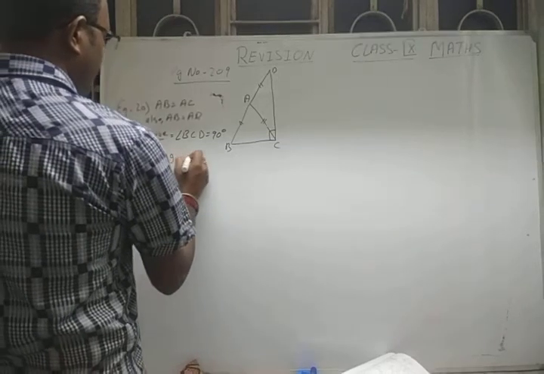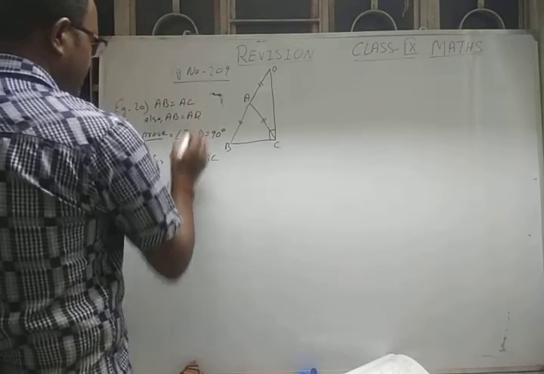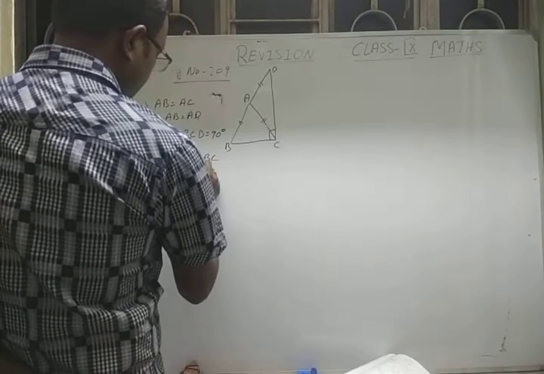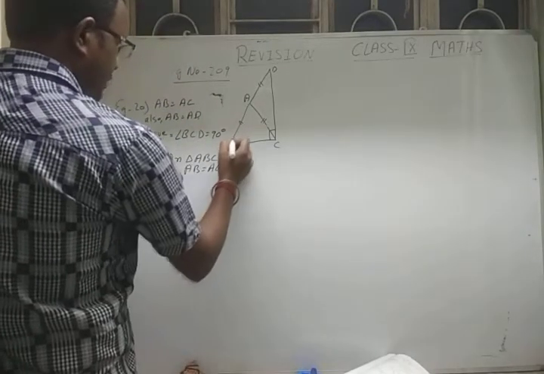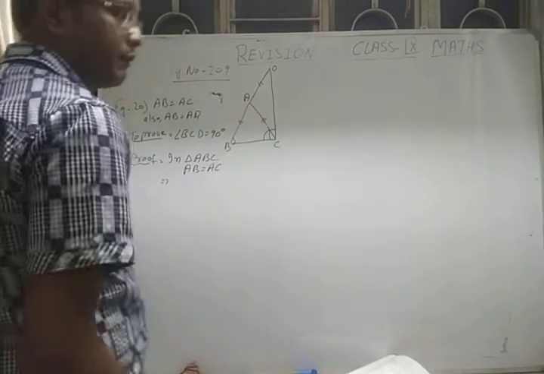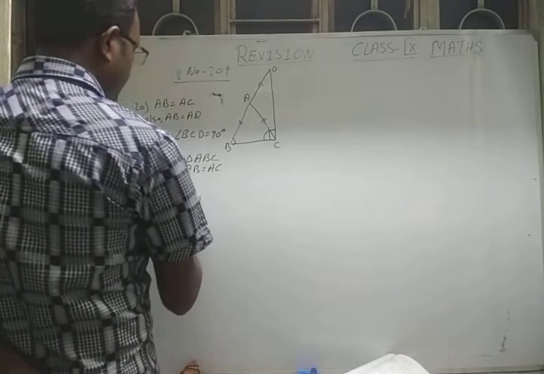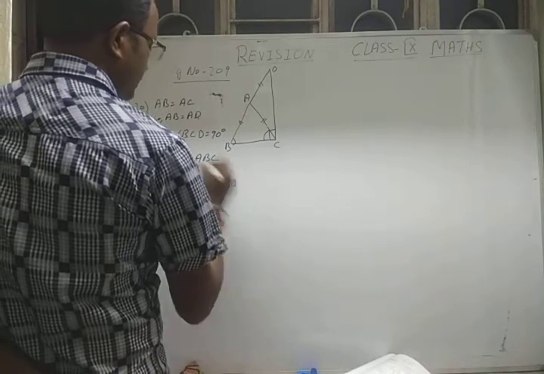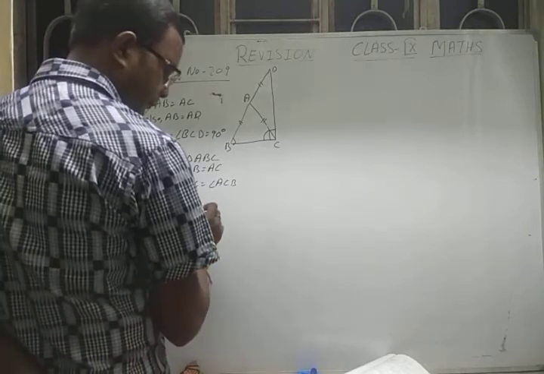In triangle ABC, we have to write these things. Since AB is equal to AC, that means these two angles are equal, because in an isosceles triangle, angles opposite to equal sides are also equal. You can write angle ABC is equal to angle ACB. So you can write, and also it is given.